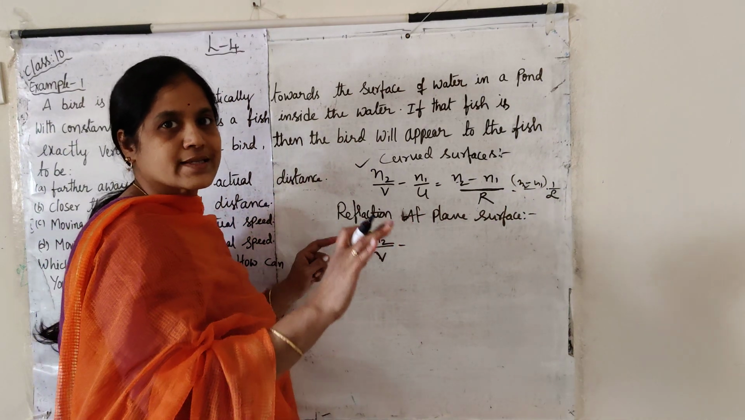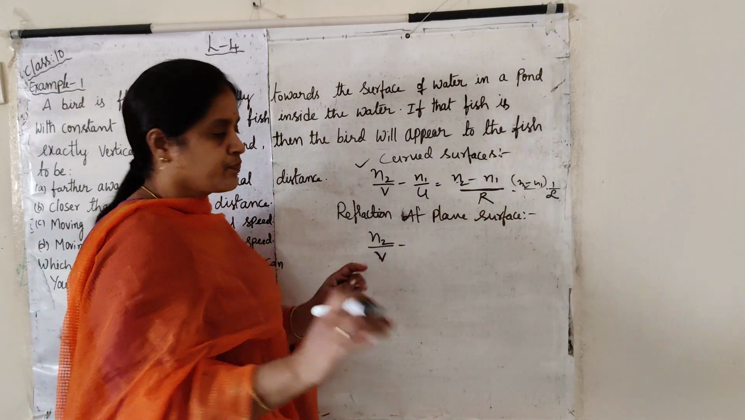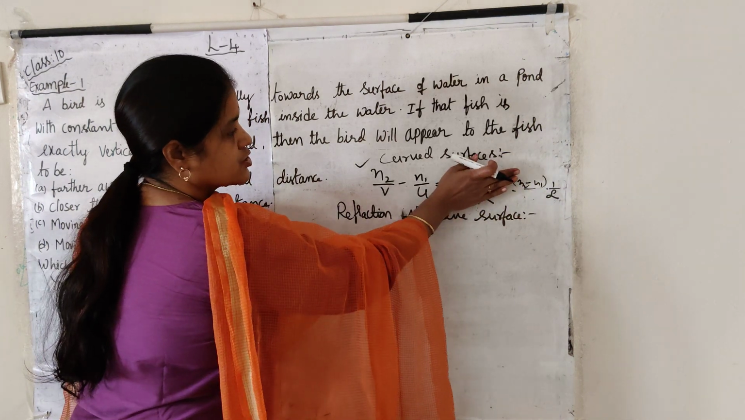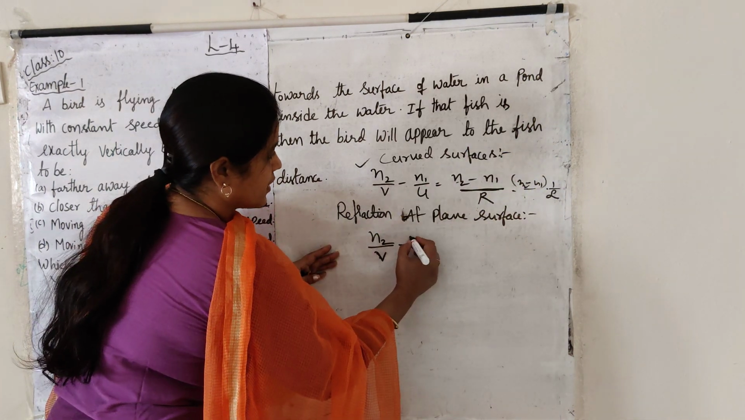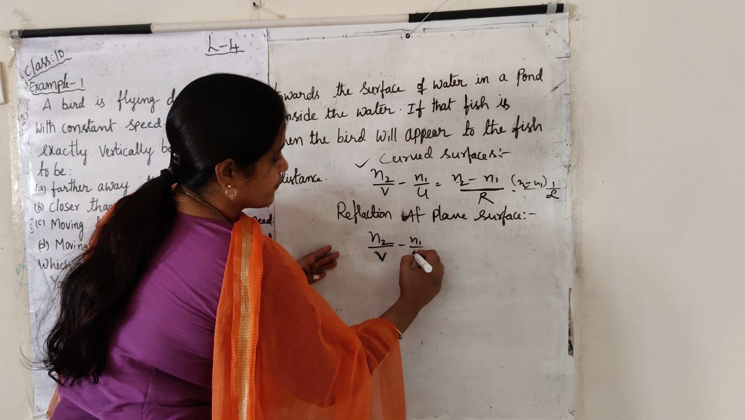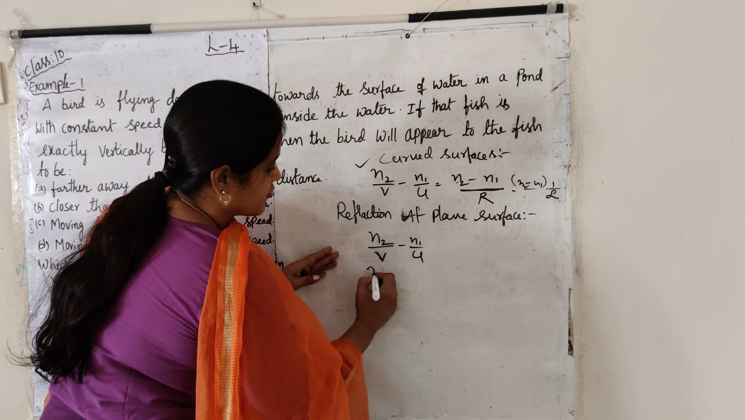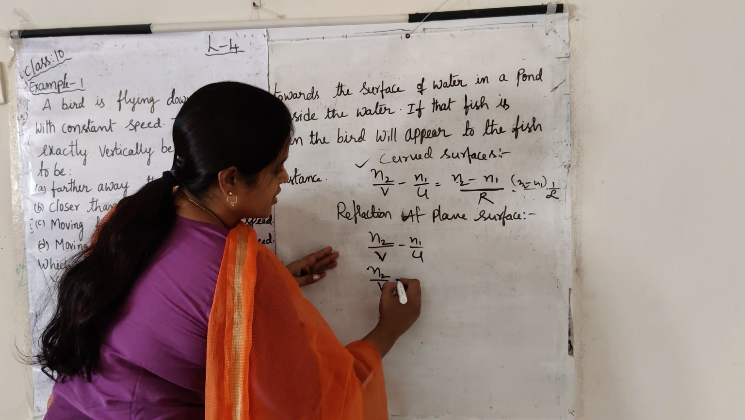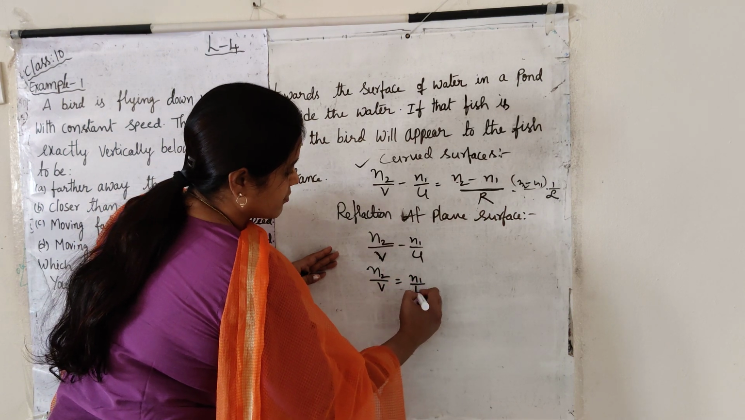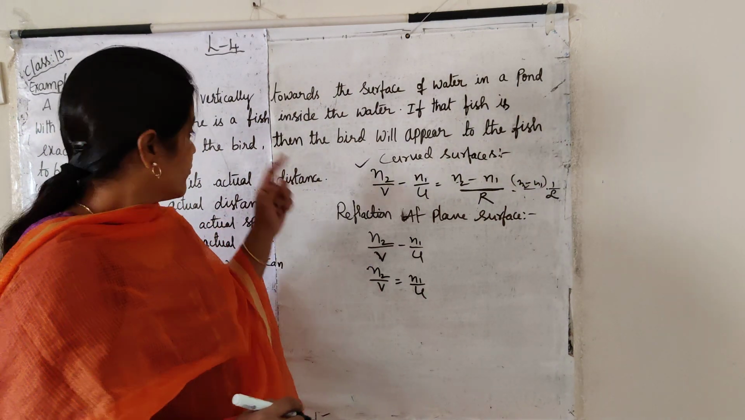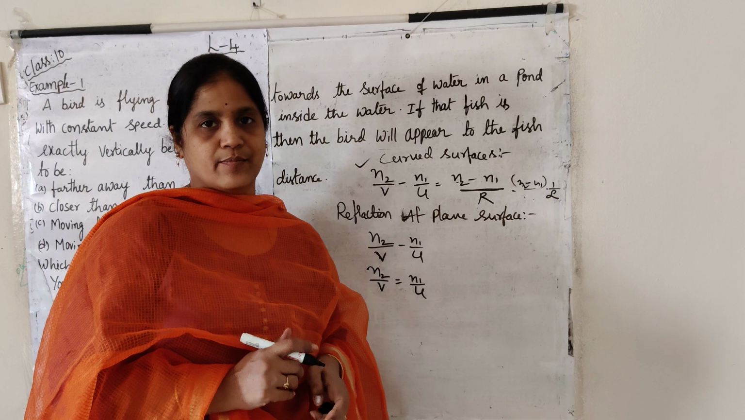You don't need all this explanation, just learn the formula. So for the refraction at the plane surface, this becomes 0, which means we have N2 by V minus N1 by U equals 0. Then if you take this to the other side, you will get N2 by V is equals to N1 by U. So based on these two formulas, we have to solve the first example.